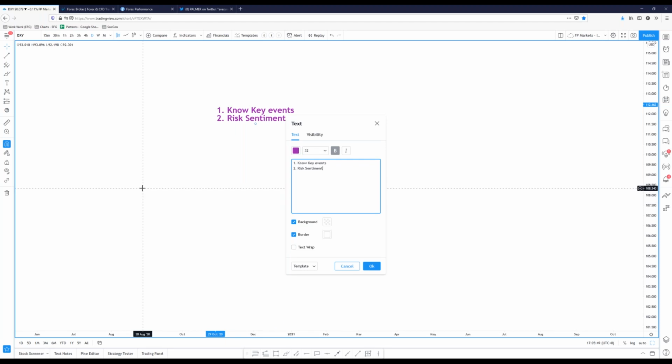Risk sentiment is something like that. It gives you a warning, a heads up. It flashes warning signals for you to be careful. So risk sentiment is very important. After knowing the key events for the day, and then the risk sentiment, we can go to the juiciest part, like in a sandwich. We can go to the juiciest part of the plan, which is to look for setups.